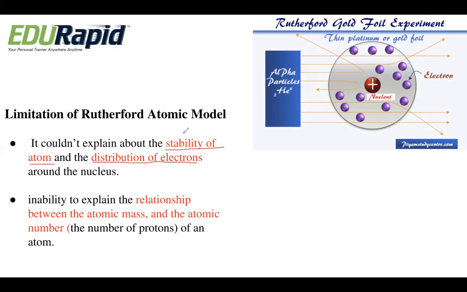Secondly, inability to explain the relationship between the atomic mass and the atomic number. He said that mass was concentrated in the nucleus, but he couldn't give any relationship between the atomic mass and the atomic number of an atom. So these two were the drawbacks, or limitations, of the Rutherford atomic model.